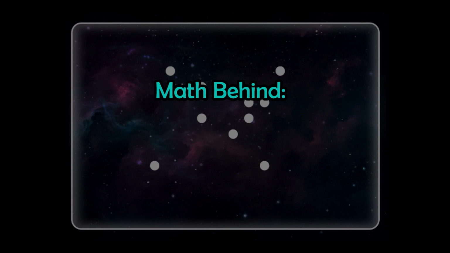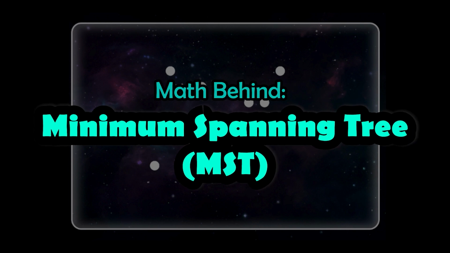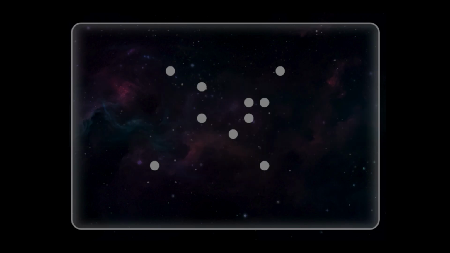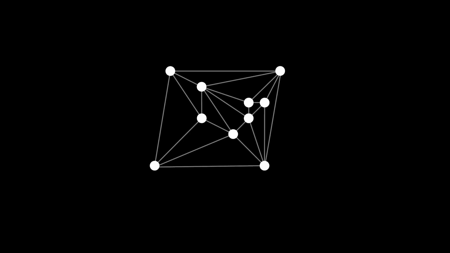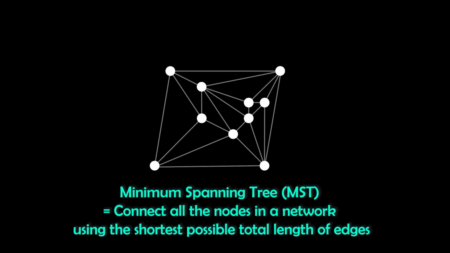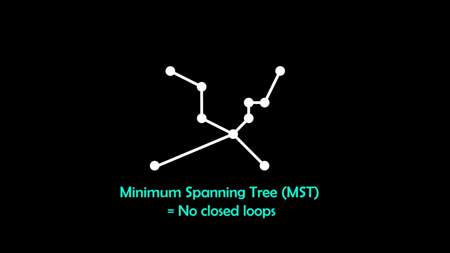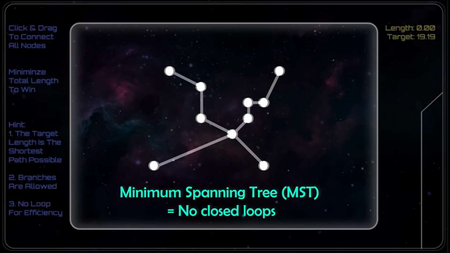What's the math concept making AstraNet work? It's all about something called a minimum spanning tree, which is a fundamental idea in graph theory. Imagine each star is a point or node. The lines you draw are edges connecting these nodes. A minimum spanning tree, or MST, is a way to connect all the nodes in the network using the shortest possible total length of edges, with one very important rule: no closed loops.